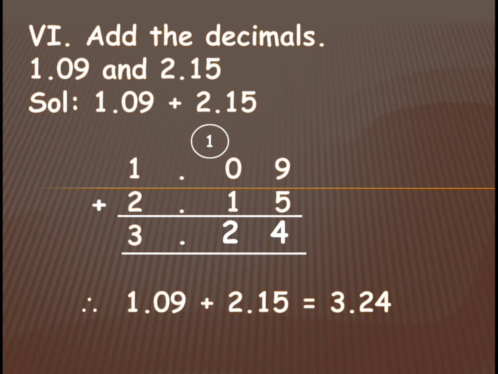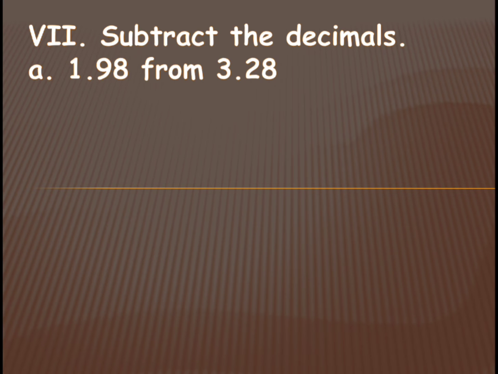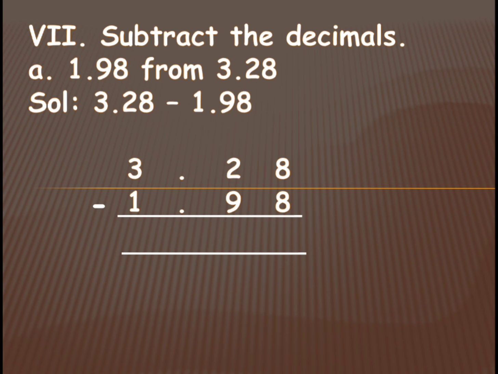Okay, next bit you have subtract the decimals. Subtract 1.98 from 3.28, that is 3.28 minus 1.98. So that's what you will mention, and you will write the digits in the column method according to the place values: ones, tenths, hundredths, and if you have tens, you will write the tens place. Now you are doing the subtraction, so you will start from the right side. That is 8 minus 8 will give us 0 in hundredths place.